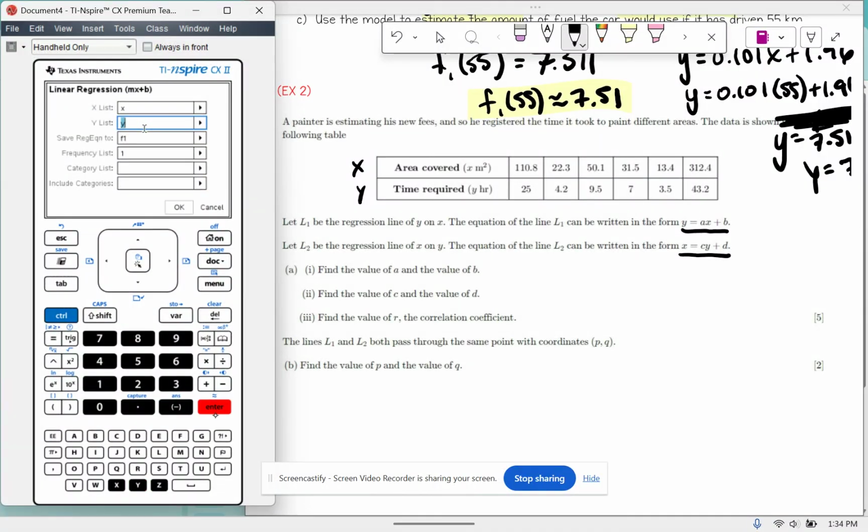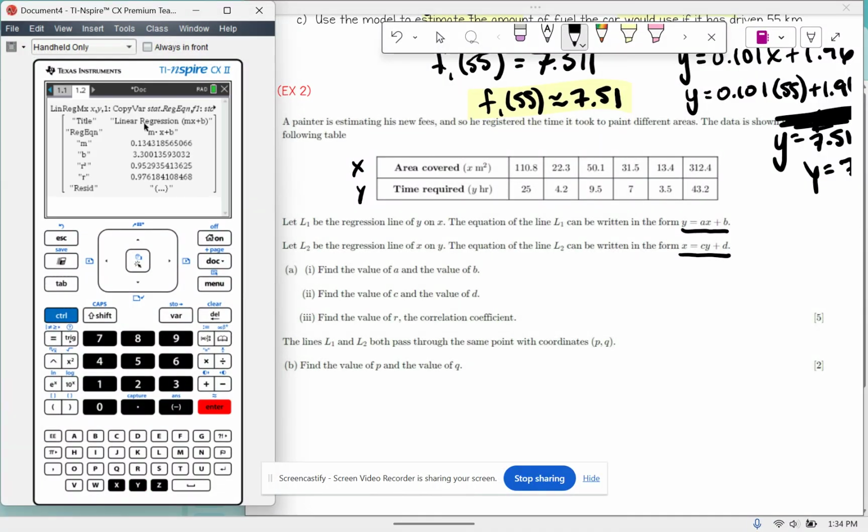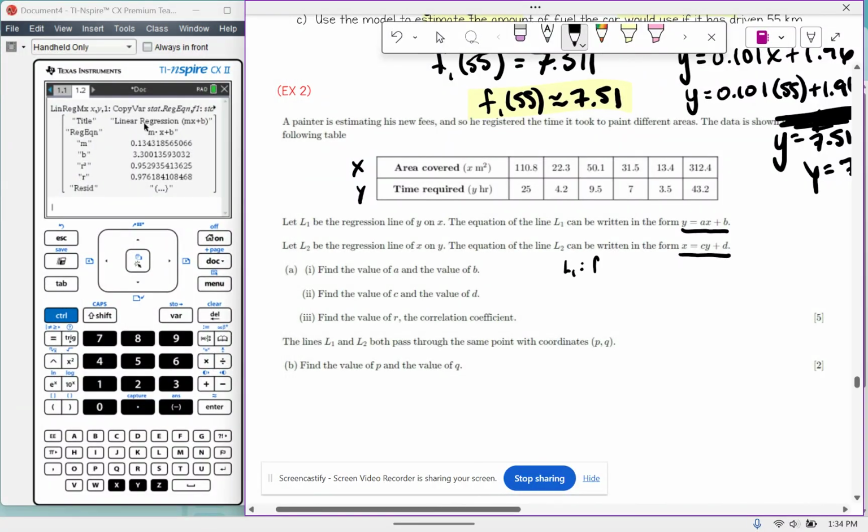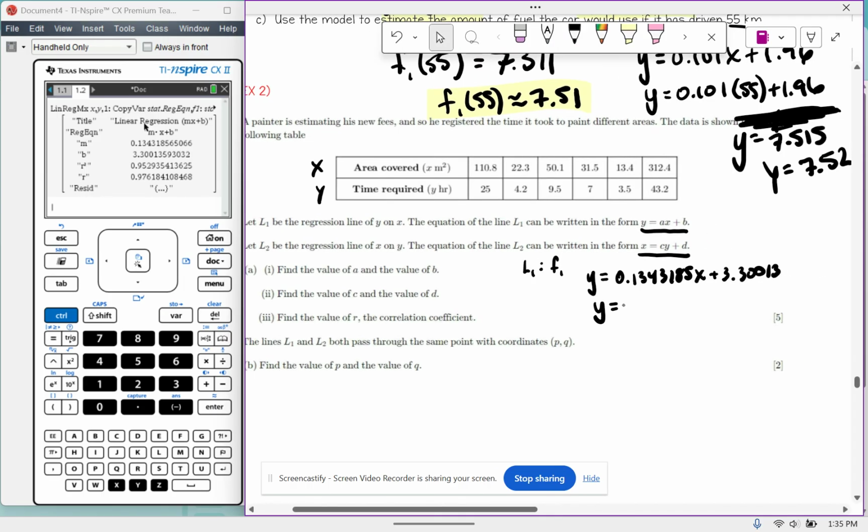That's your traditional setup. Okay, so I'm just going to leave myself a little trail of breadcrumbs here. So I've got L1. This was stored in F1 just in case I need that later. I don't think I will though. But the equation looks like Y equals 0.1343185x plus 3.30013. Okay, and then now I'm going to show my rounded.